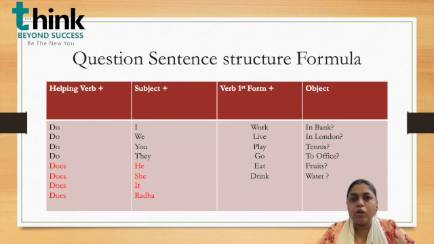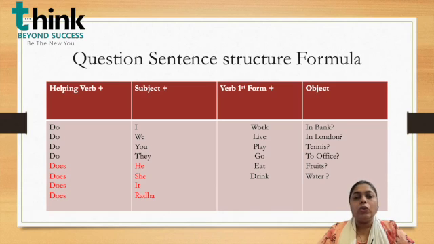Question statement. Let's see how we can frame a question in simple present tense. Whenever we frame a question, an interrogative statement, we bring the helping verb to the beginning of the sentence: do or does. In simple present tense the helping verb is do or does. Then comes the subject plus the base form of the verb plus the object. Even in a question statement we are not going to add s or es to the main verb, because we have already given the s to does.